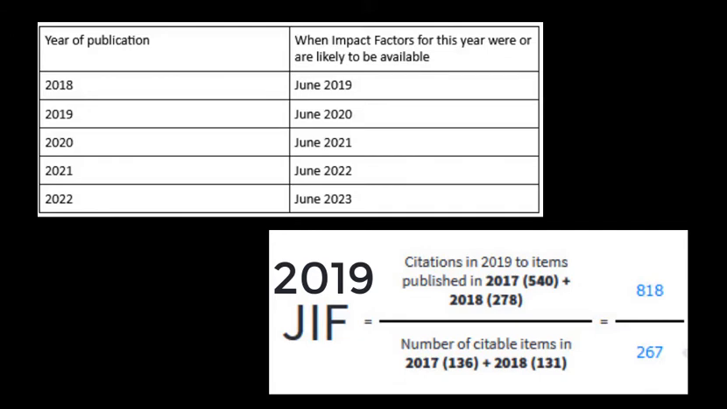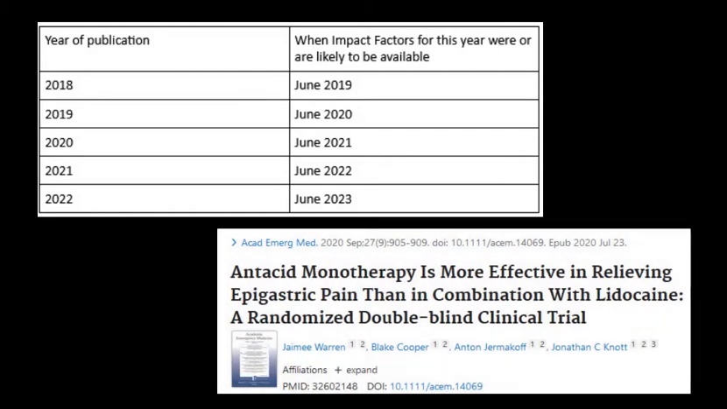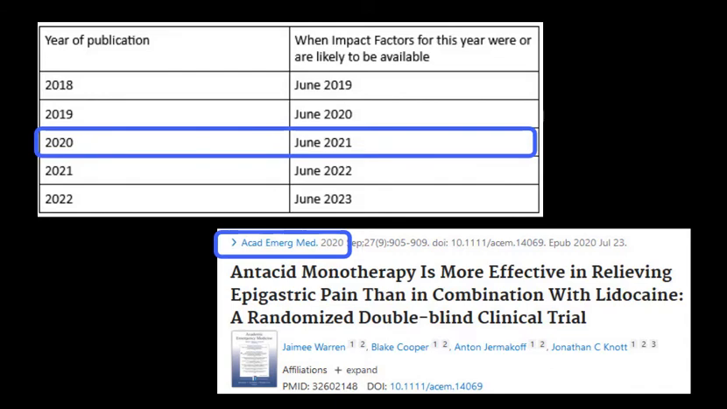You are not able to find an impact factor for a year and journal prior to these dates because the data required to calculate them has not yet been generated or is in the process of being analyzed. If asked to find impact factor for an article published in 2020, "the impact factor for articles published in 2020 will likely be available in June 2021" is a complete answer.